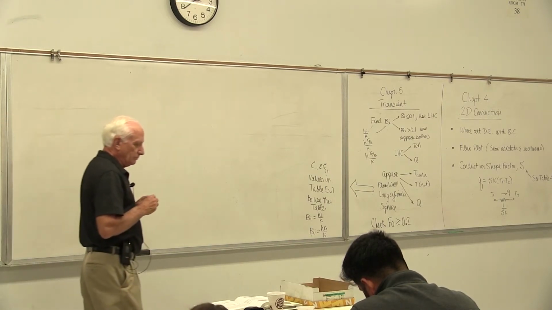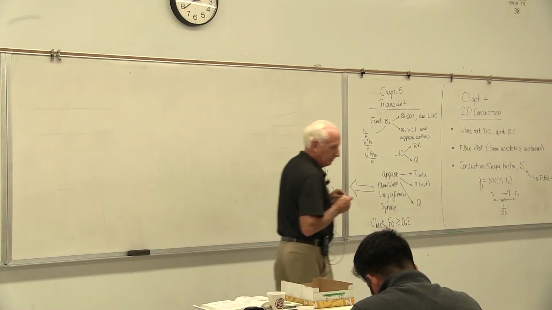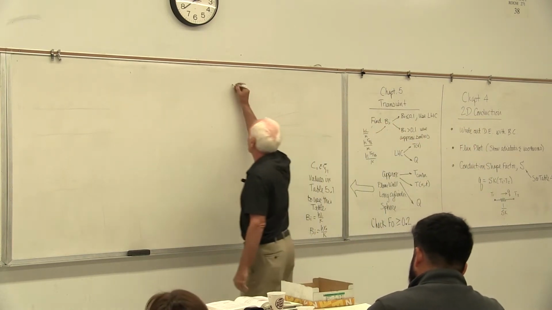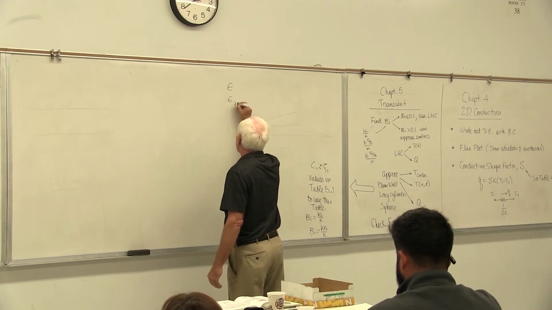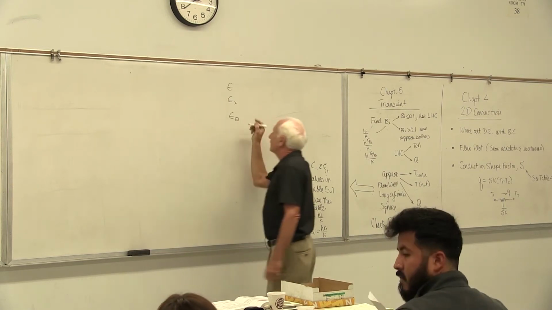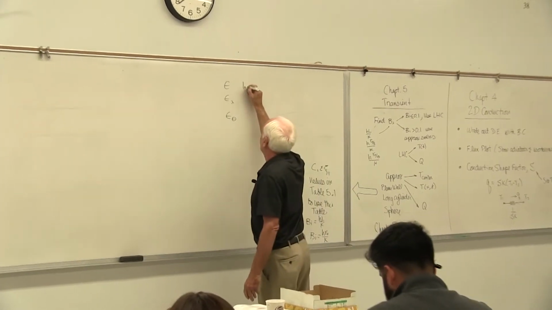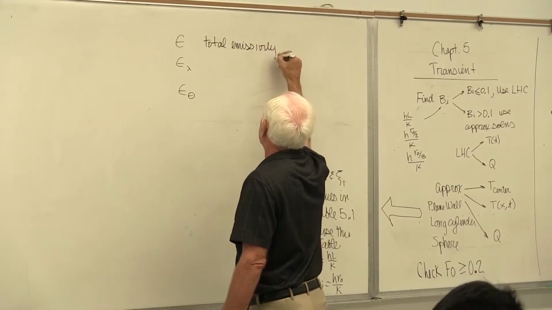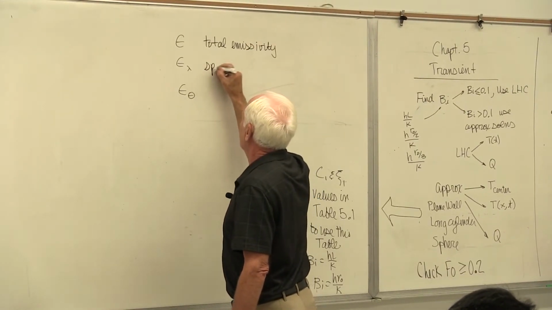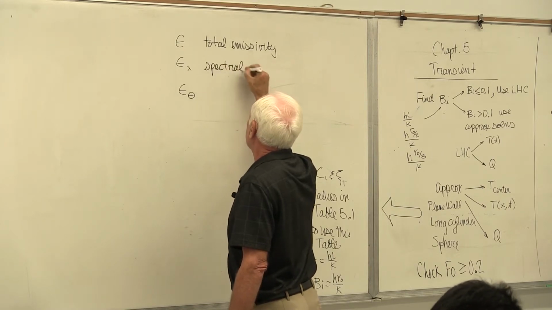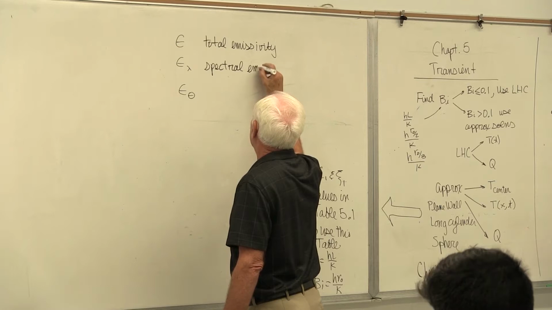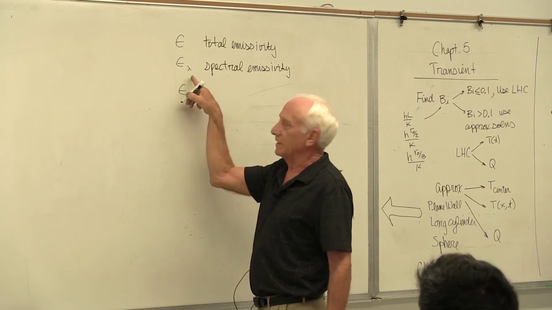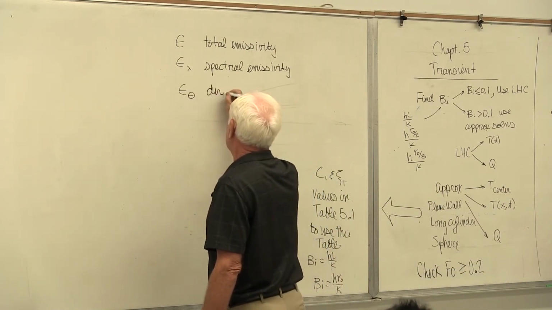Number 2, if you see the word directional, now, let me tell you what this is, okay? This guy is called the total emissivity. This guy is called the spectral emissivity. Spectrum means as a function of wavelength. That's the lambda. This guy is called the directional.